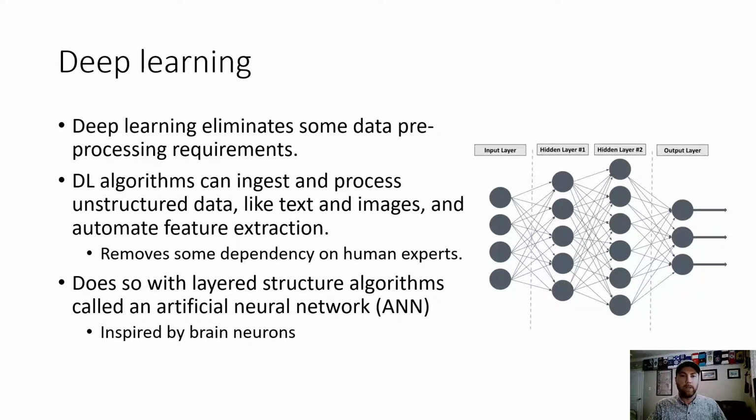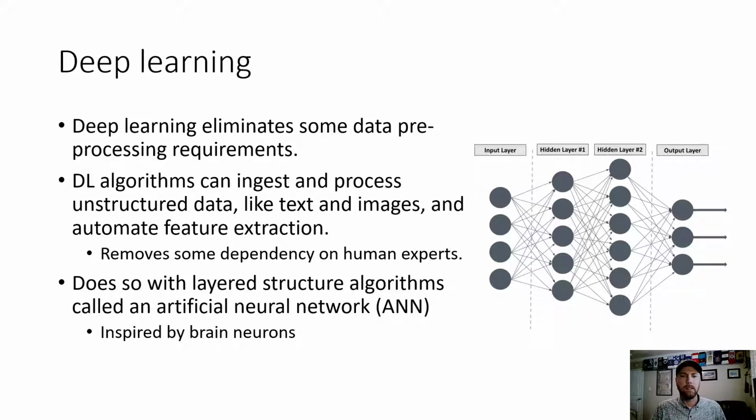And how does that compare with deep learning? As I said, deep learning is very similar to machine learning, and in some ways they're the same. The key difference with deep learning is less reliance on human involvement, and also the structure of the algorithms, which are inspired by the human brain, essentially. So deep learning eliminates some data pre-processing requirements. Deep learning algorithms can ingest and process unstructured data like text and images and automate feature extraction. And this removes some dependency on human experience.